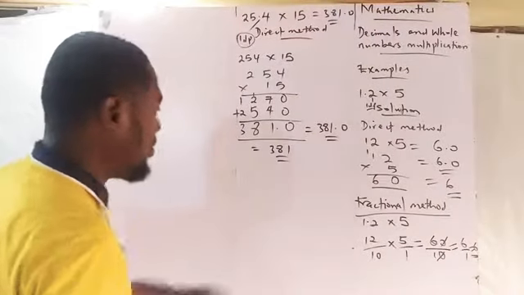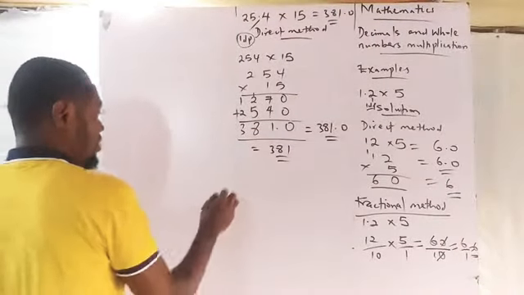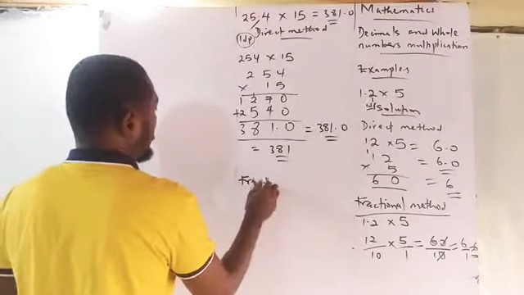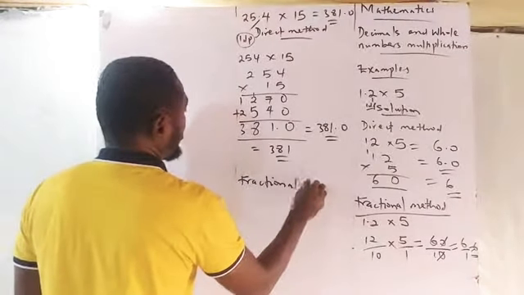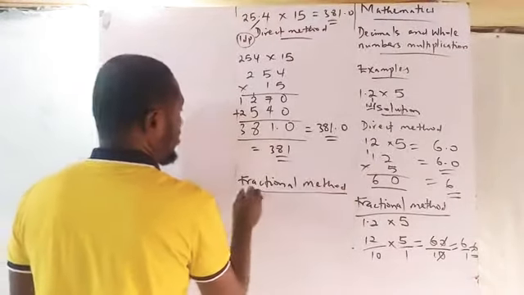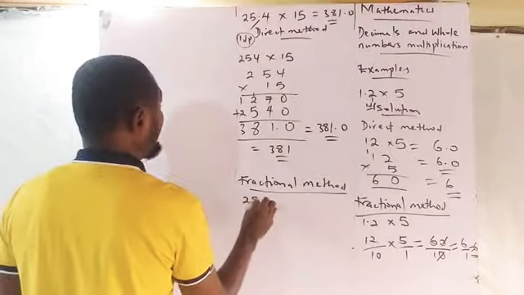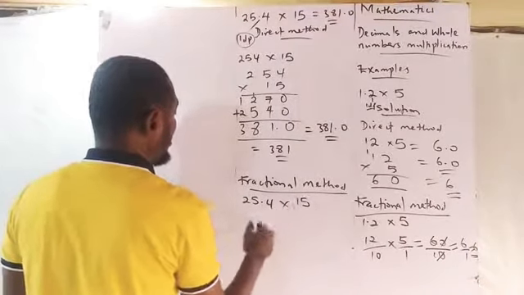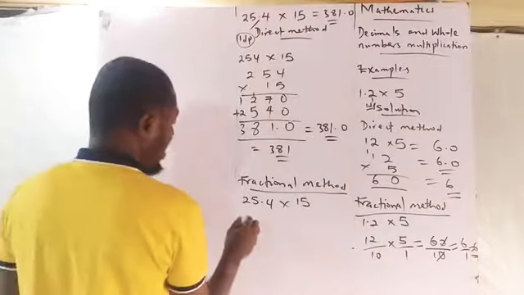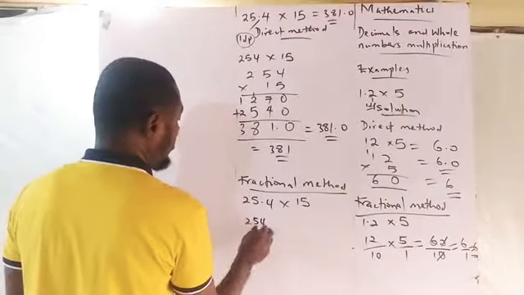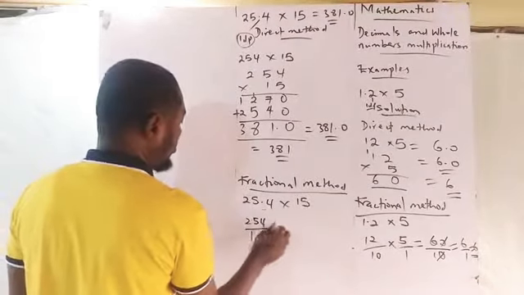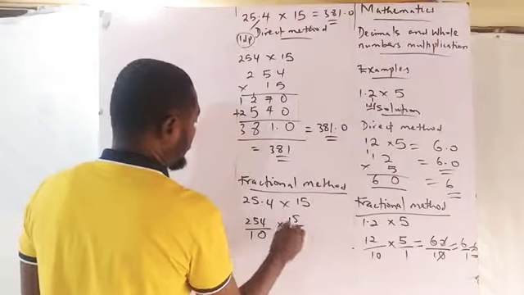Now let's try using the fractional method. You have 25.4 times 15. Express this as a fraction. That will be 254 over 10, times 15 over 1.